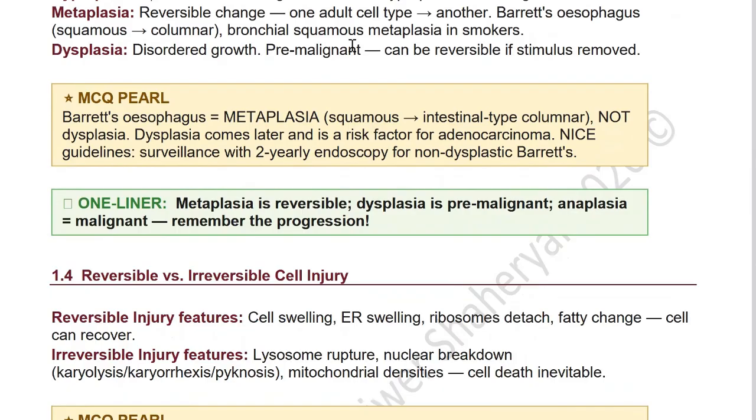MCQs. So Barrett's esophagus is metaplasia, not dysplasia. Got it? And what happens is your squamous epithelium turns into intestinal type columnar. Dysplasia comes later, and that is a risk of adenocarcinoma. NICE guidelines say surveillance with 2-yearly endoscopy for non-dysplastic Barrett's. Okay? So if it's not dysplasia yet, it's just metaplasia, you want to do 2-yearly endoscopy.